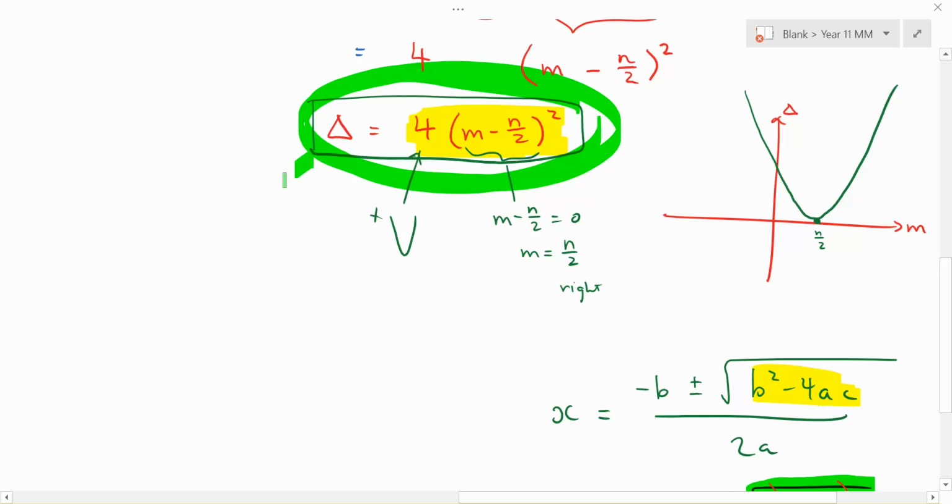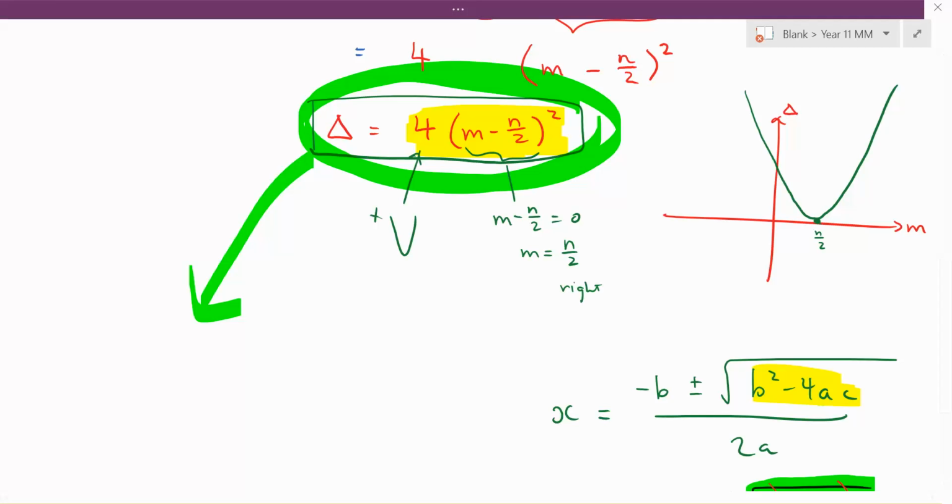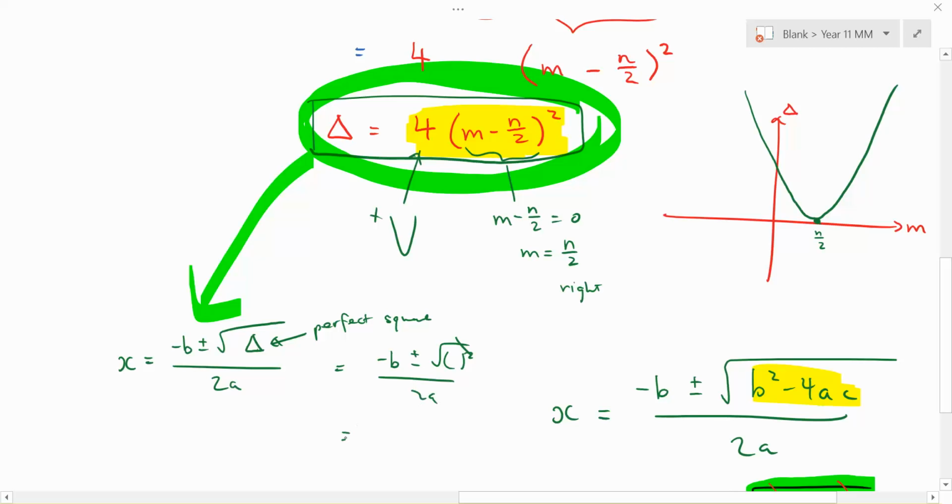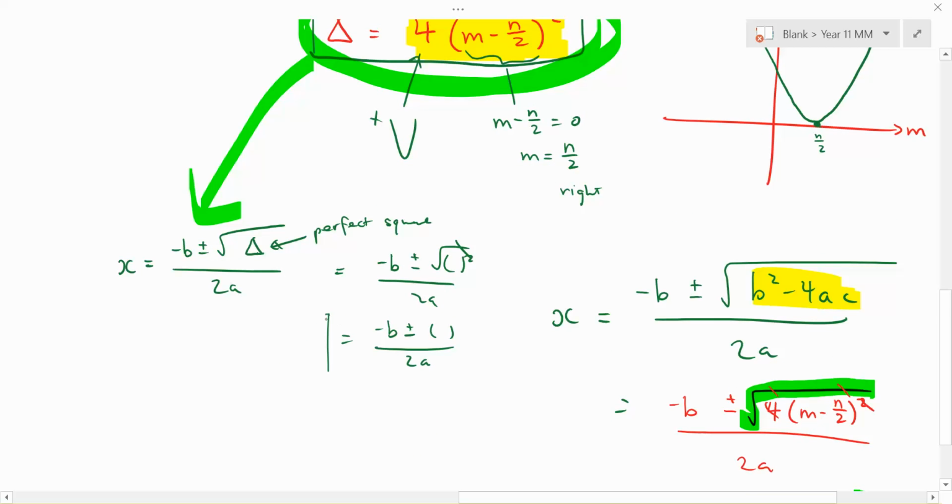Because if the discriminant is a perfect square, like I just showed you, I'm just going to reiterate the same idea. It's negative b plus minus the square root. Now normally it's the discriminant over 2a, true? If the discriminant is a perfect square, you will always end up with negative b plus minus, and the square root and the perfect square will cancel out. So you end up with negative b plus minus whatever the bracket is over 2a. That's why. So that will never have a square root.